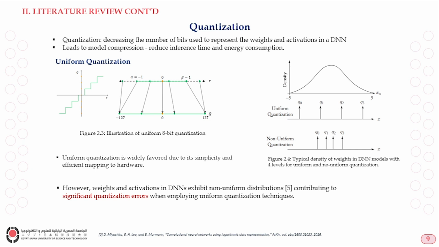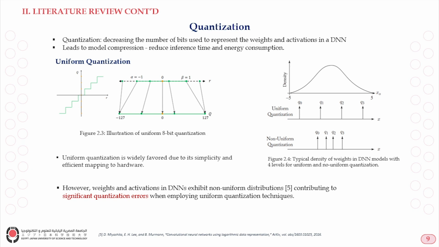There are 2 schemes of quantization. One is uniform quantization, which has been largely adopted in implementation, and also there is non-uniform quantization. Uniform quantization has been able to perform well up to 8 bits. Normally the deep learning models are trained in 32 bits, and uniform quantization has been able to reduce them to 8 bits with good performance.